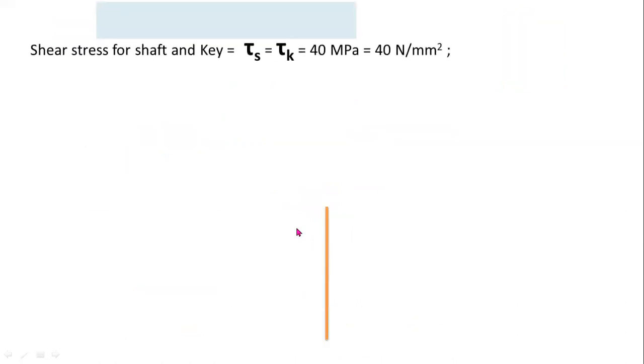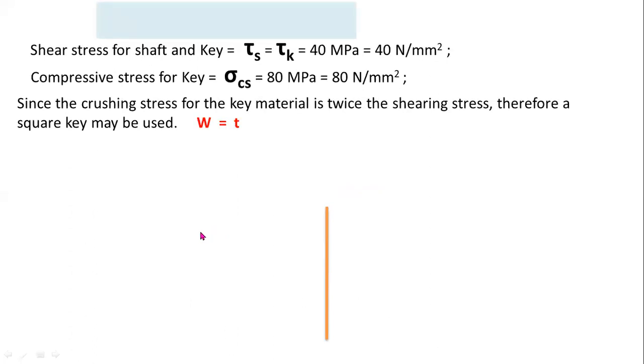In the second step, you have to design a suitable size of key, a sunk key. Tau s or tau k is the shear stress induced in the key material. Sigma c is the crushing stress induced in the key material. Here you can observe the crushing stress sigma c equals 80 MPa, which is 2 times the shear stress induced in the key material. So you have to use a square key. If the crushing stress is 2 times the shear stress, then you have to use a square key.